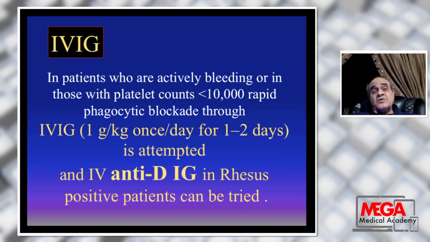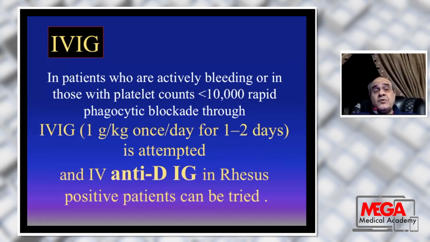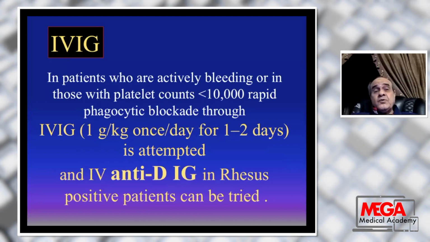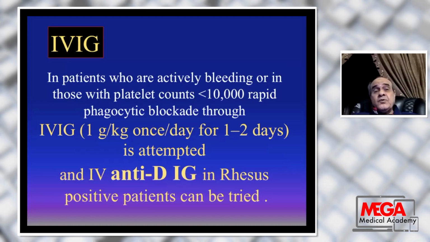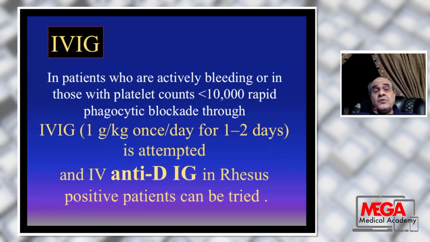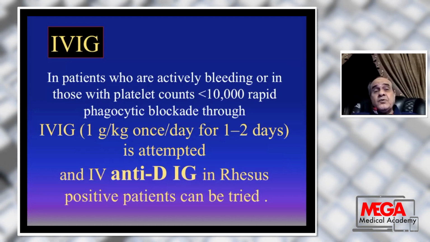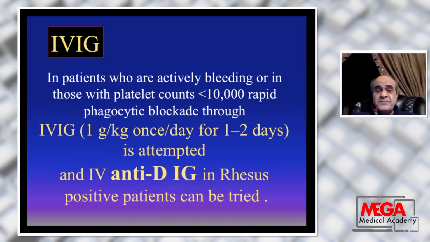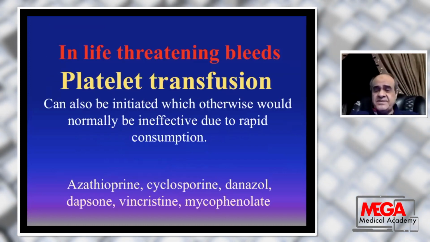We can also use intravenous immunoglobulin, which has a rapid effect, in patients exhibiting severe bleeding, or those who are actively bleeding, IVIG 1 gram per kilogram. Other options include danazol, dapsone, vincristine, and mycophenolate. But the best, the early or first-line treatment, is steroids in such patients.